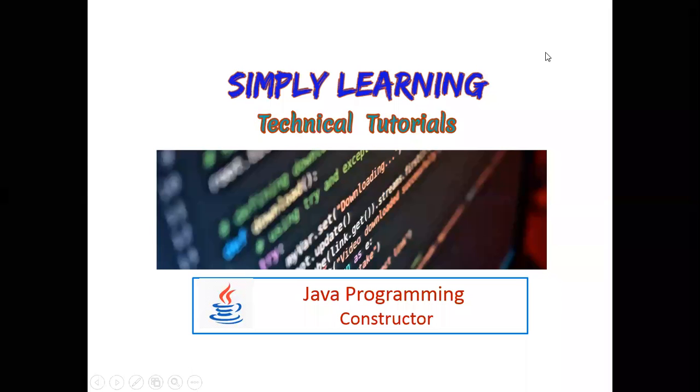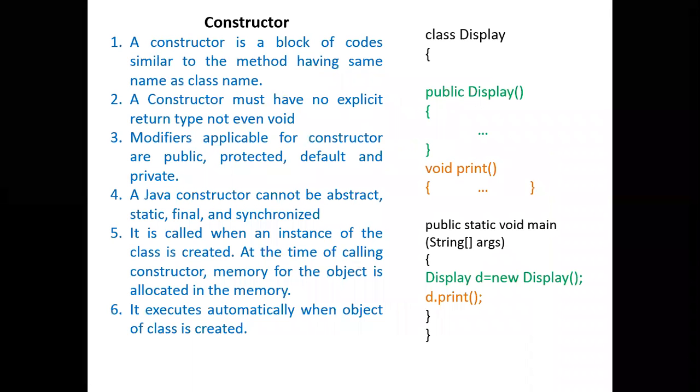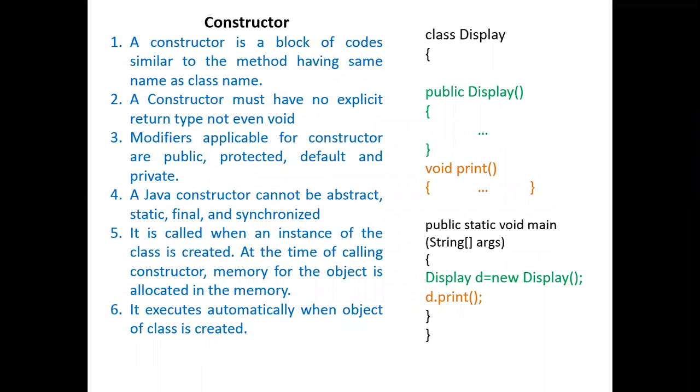Hello friends, today we are going to discuss constructor in Java. Constructor is a block of code similar to a method, having the same name as the class name. This is the first characteristic of constructor. Here we can see a class Display, and there is a block of code similar to a method having the same name as the class.